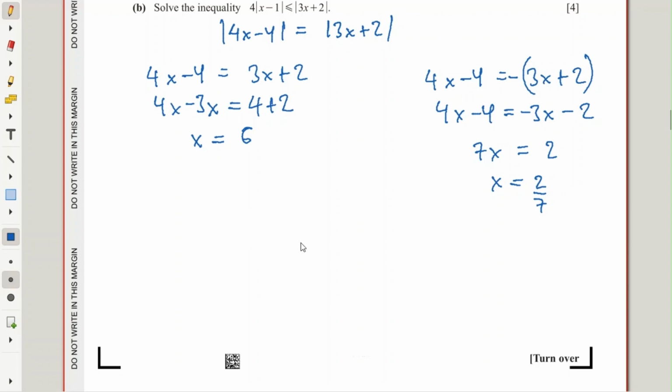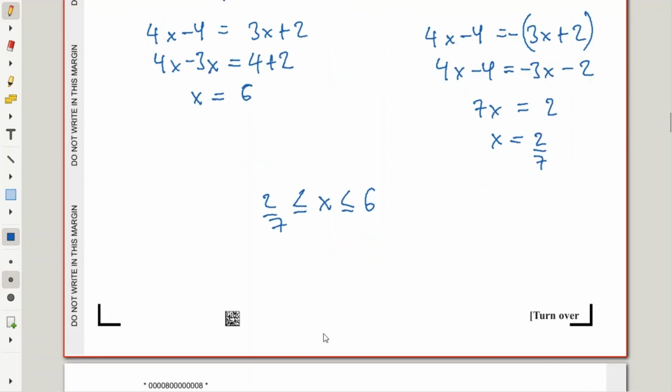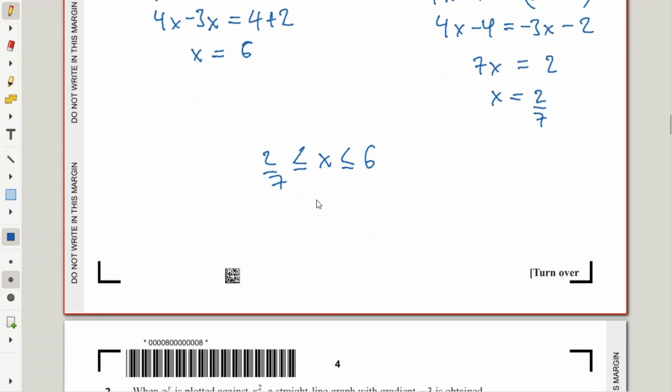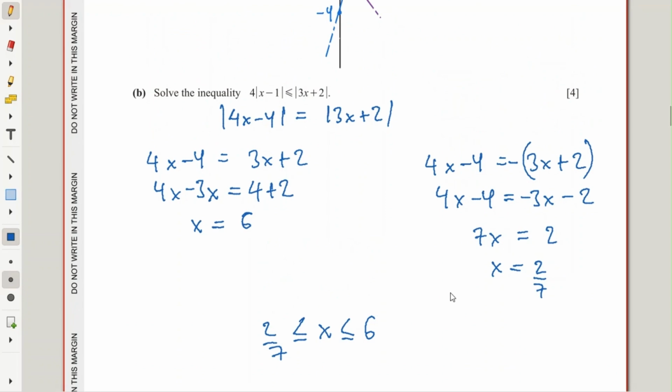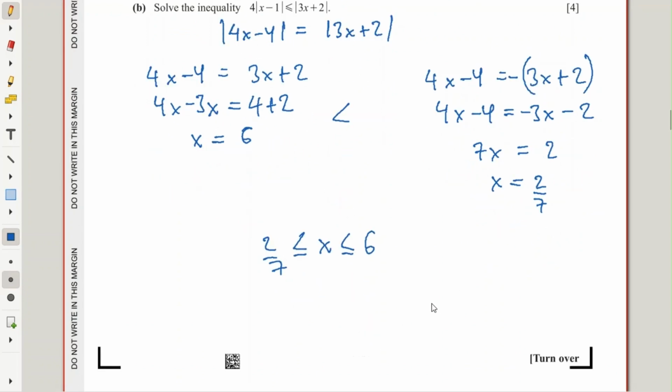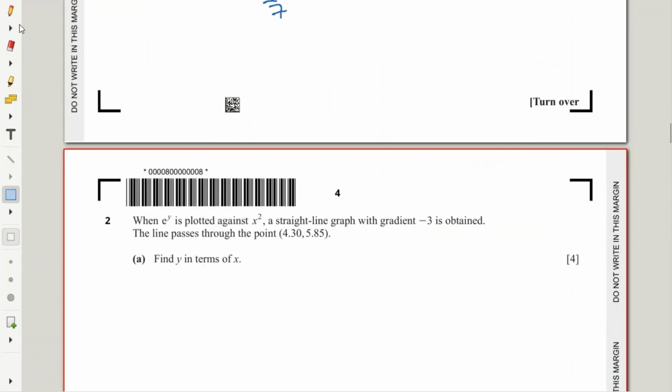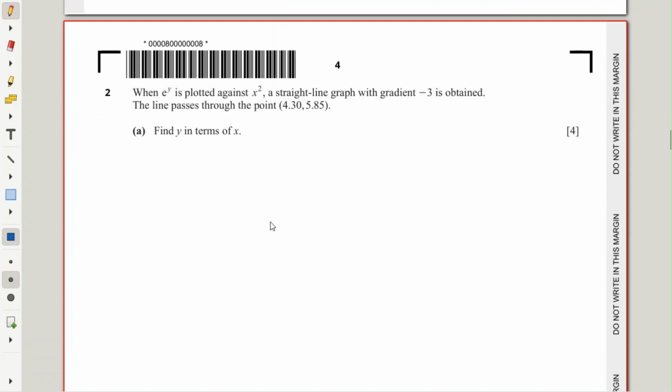So your answers are going to be this and that, because it's less than, right? So your answer is going to be less than. What if it was just less than without equal to? That's why I said that it's going to be just this one. All right, nothing difficult. Mathematics is not difficult. All right, let's look at the second question.